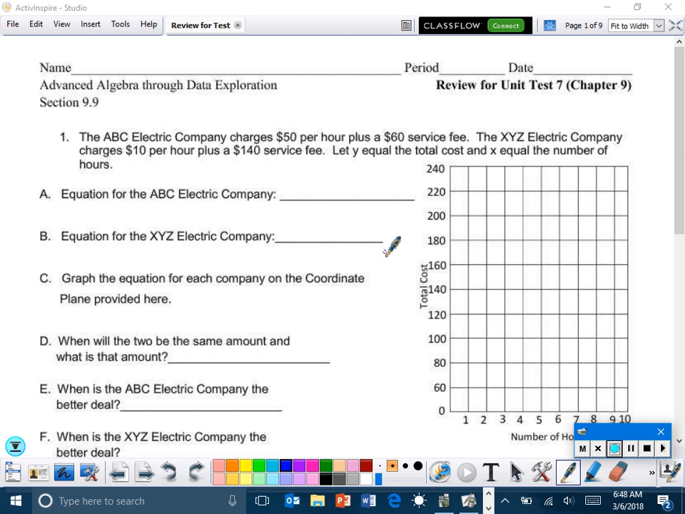All right, ladies and gentlemen, let us begin. This is unit test 7, study guide, unit 7. All right, here we go.